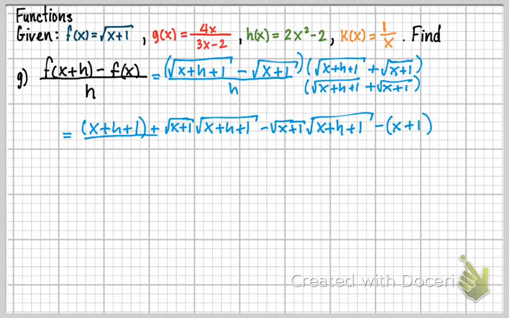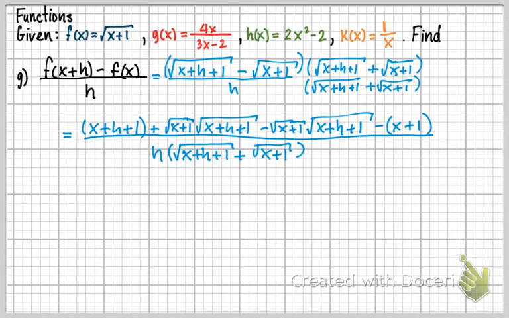Now, this is all going to be over h and then all of this business down here. So I'm just going to leave it in that form. I'm not going to multiply it out, and you'll see why I don't multiply it out in a minute when we get towards the bottom of this problem. And plus square root of x plus 1. So there it is. So that's what we get on the bottom now.